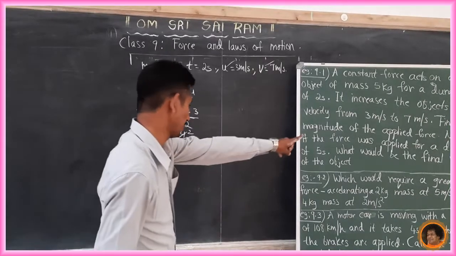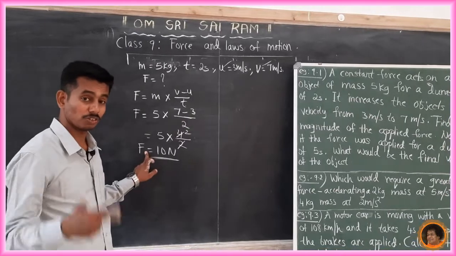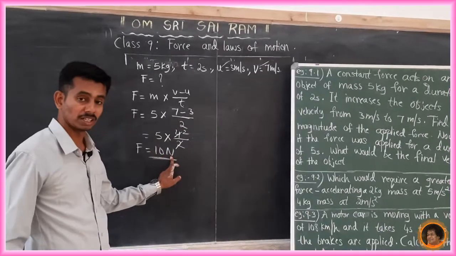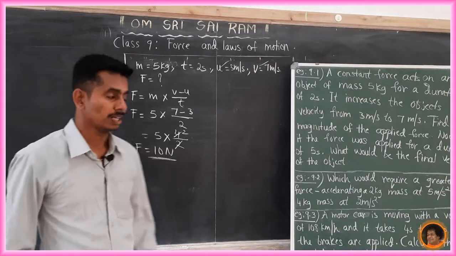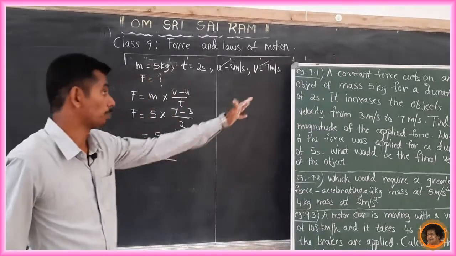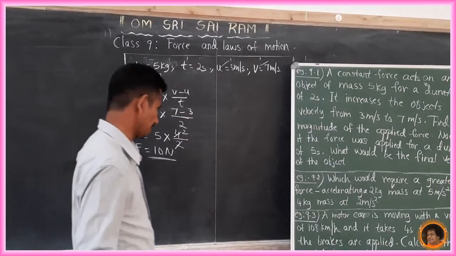Yes, just look at this. What is the question? Find the magnitude of the applied force. What is the force? Applied force is 10 Newton. The SI unit of force is Newton. So, 10 Newtons of force is applied to that body. That constant force acts on the object.